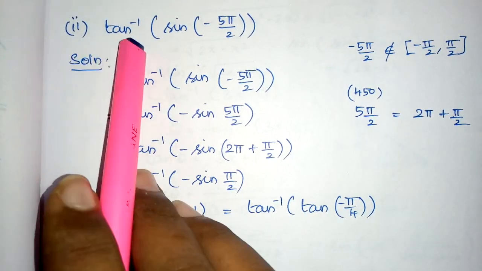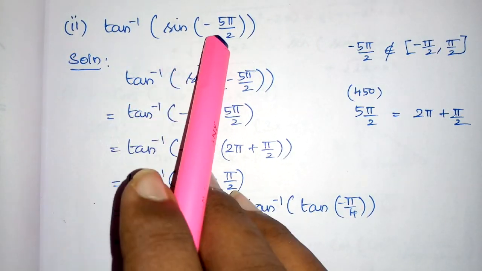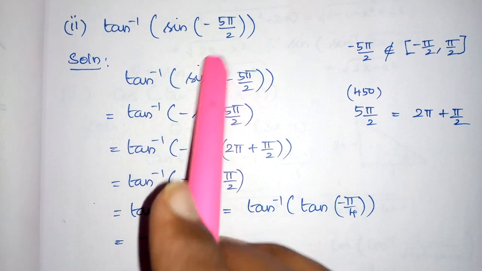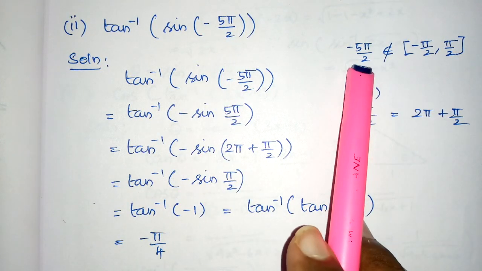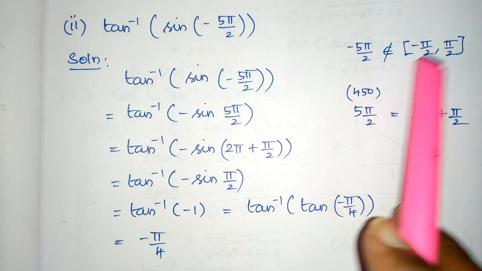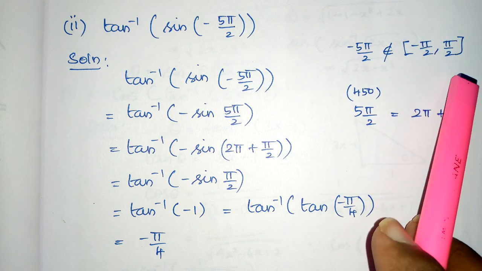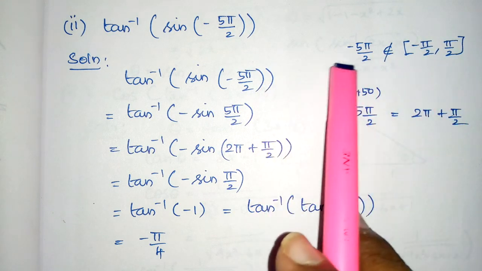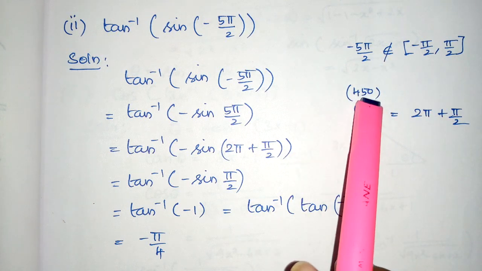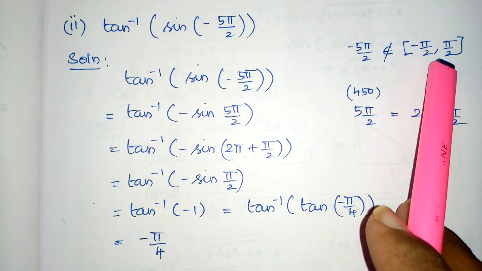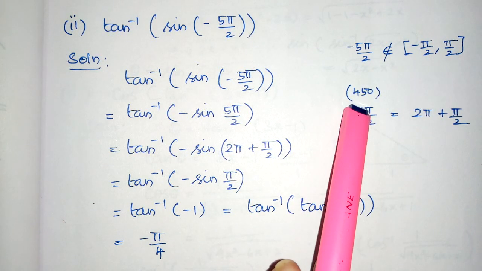Subdivision 2: tan inverse of sine minus 5 pi by 2. Now minus 5 pi by 2 does not belong to the domain minus pi by 2 to pi by 2, because you know that minus 5 pi by 2 is minus 450. 450 does not belong to this domain.